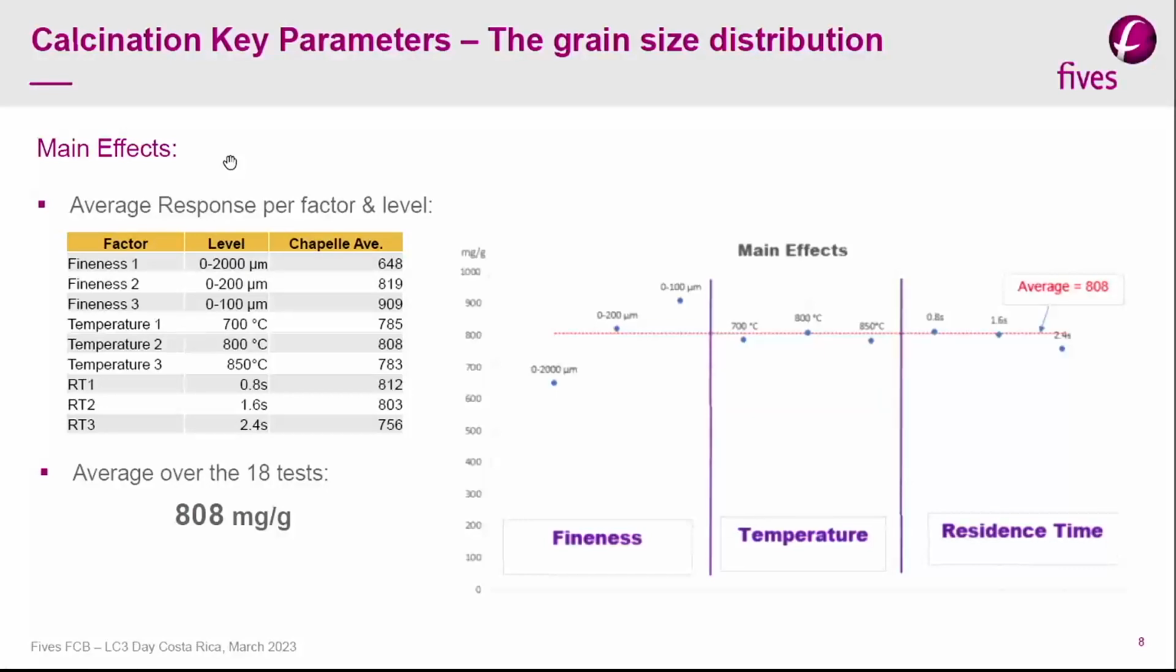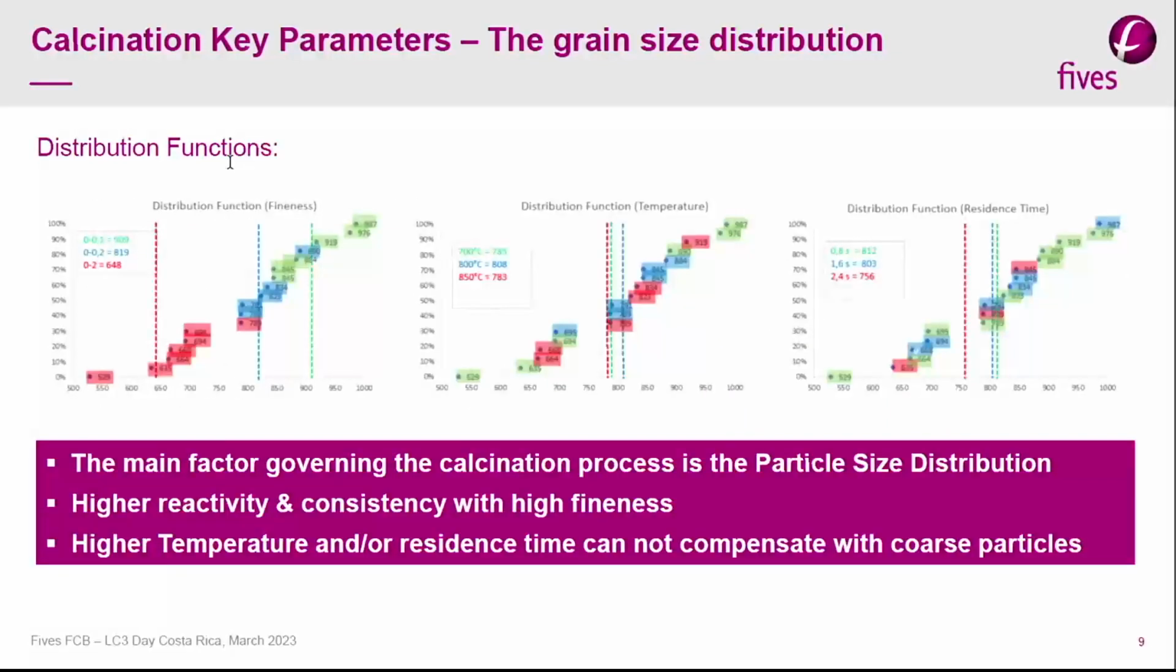On the vertical axis, you have the reactivity measured by the Chapelle test, and we see clearly the main effect of the parameters, with a clear effect of the granulometry on the reactivity, the other parameters being much less significant. This is shown also on the distribution function of the various tests. We see the very big difference between the different granulometries.